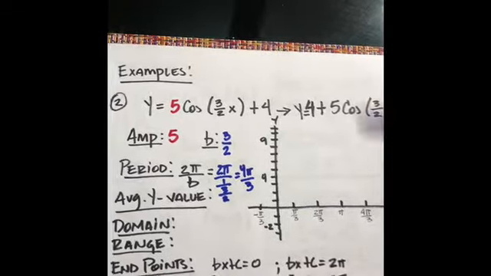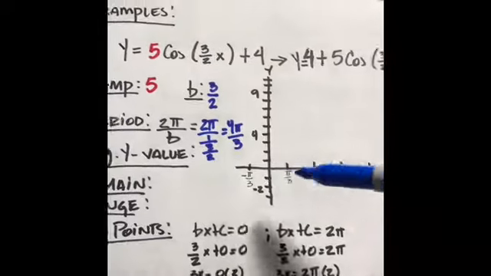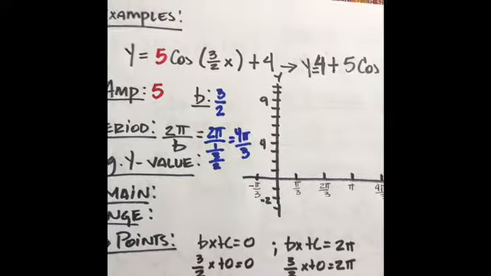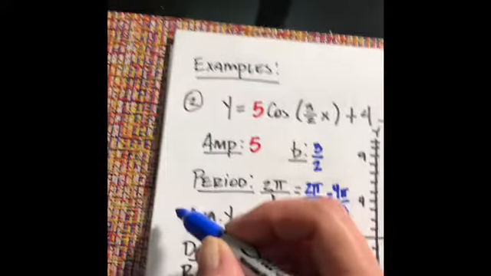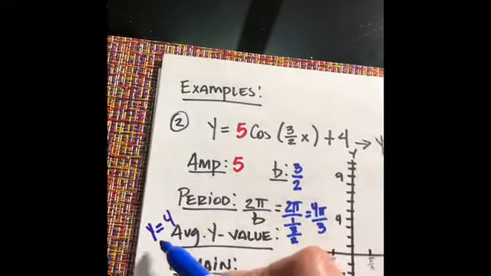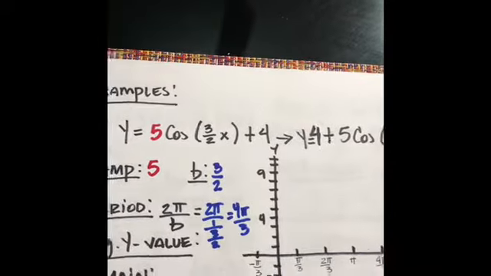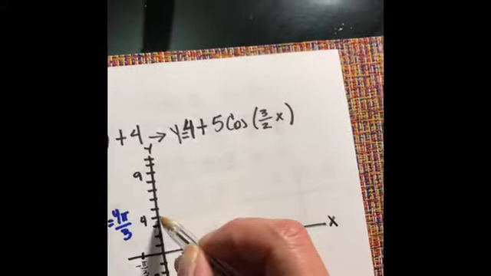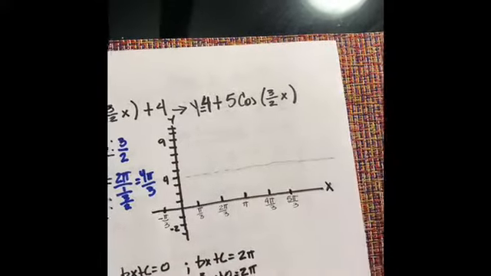My average y-value, since the graph is shifted 4 units up, that means that the average y-value of the original function, which was at the x-axis, is now going to be shifted 4 units up from the x-axis. The average y-value is going to end up being at y is equal to positive 4. That would be the equation of the average y-value. Sorry, I ran out of space here. So my average y-value is y is equal to positive 4. That means that I'm going to trace a line on the coordinate plane at y is equal to positive 4.